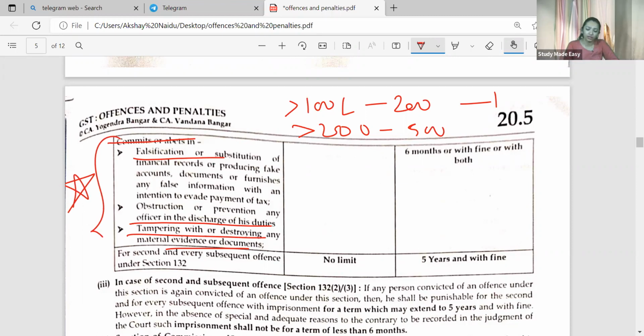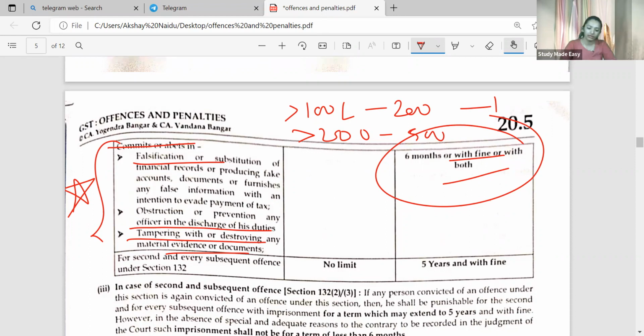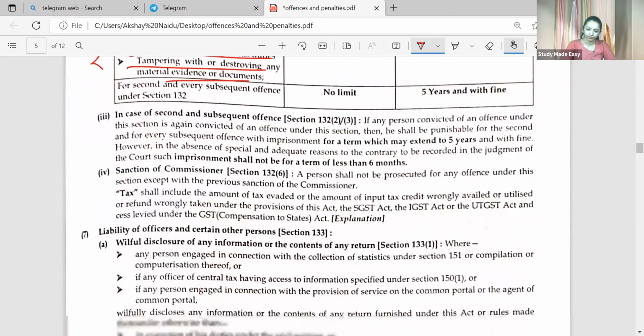Record falsify करते हो या फिर you obstruct a person from discharging the duty, or you tamper with or destroy any material evidence, तो minimum 6 months हो सकता है. It could be 6 months, with fine or both. Either fine हो सकता है, 6 months हो सकता है, or it could be both. Depends कि क्या तुमने किया. तो 6 month का imprisonment is there.